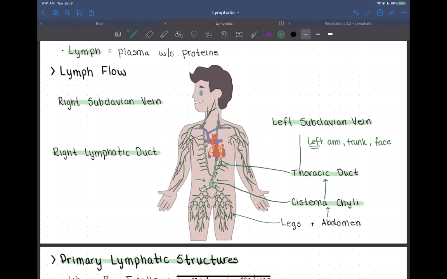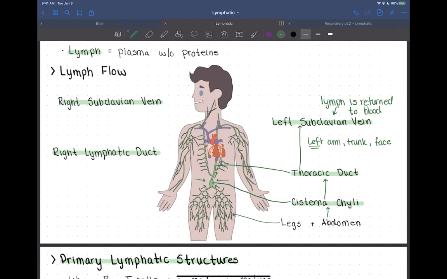And so that thoracic duct takes all that lymph it's been collecting and adds it back to the blood. And it adds it at that left subclavian vein. All right? So the lymph is returned to the blood. Because essentially, remember, again, it is just blood plasma without the proteins. Okay? All right, so that is kind of the left side of the body as well as the legs and the abdomen. Now let's talk about the right side of the body.